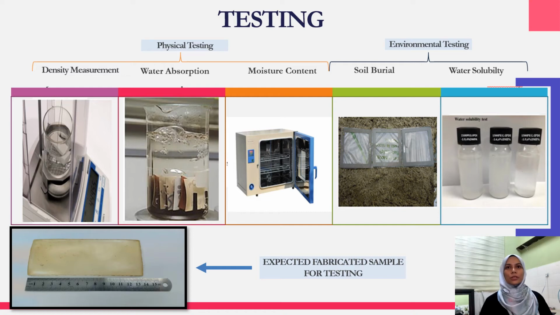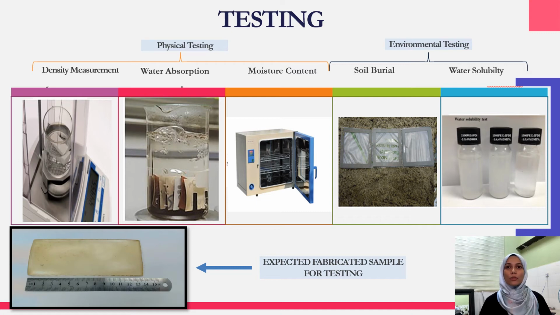For the testing procedure, we will do two types of testing, which are physical and environmental testing. So physical testing includes the density measurement, water absorption, and moisture contents. For density measurement, the sample is cut into smaller pieces and weighed by the densimeter machine, and then the sample is placed into water and taken out. The formula used for this method is rho equals mass over the volume of water.